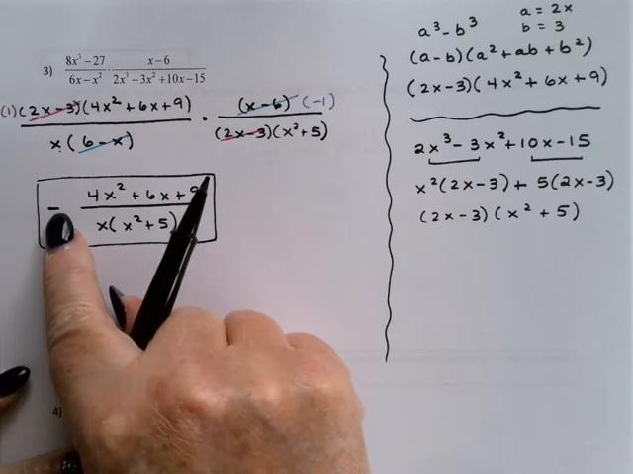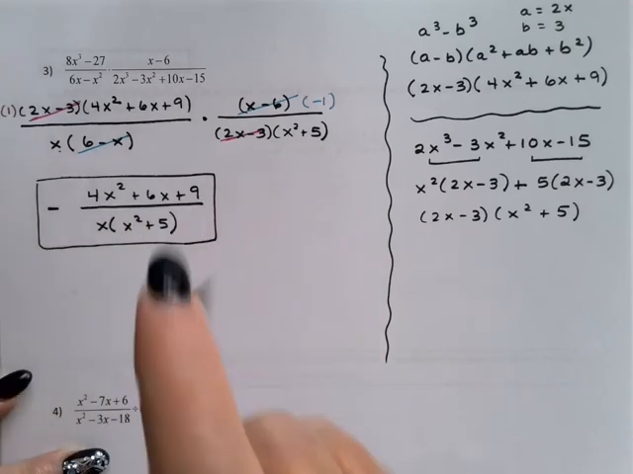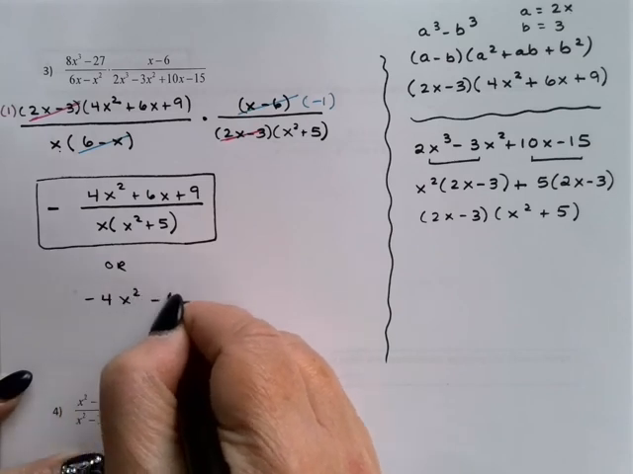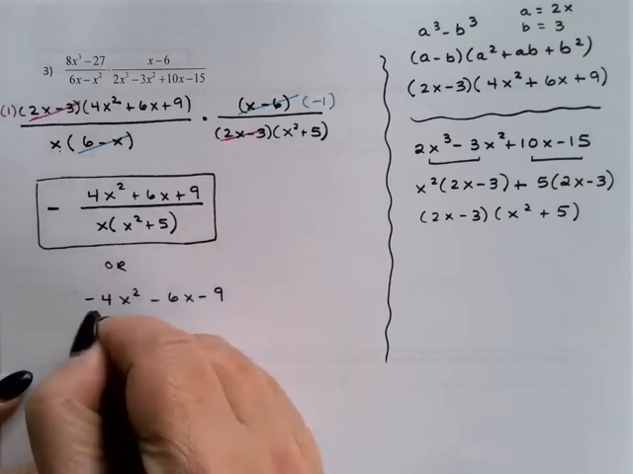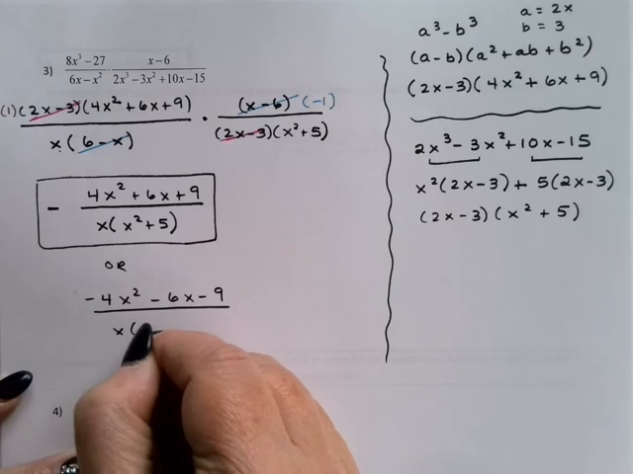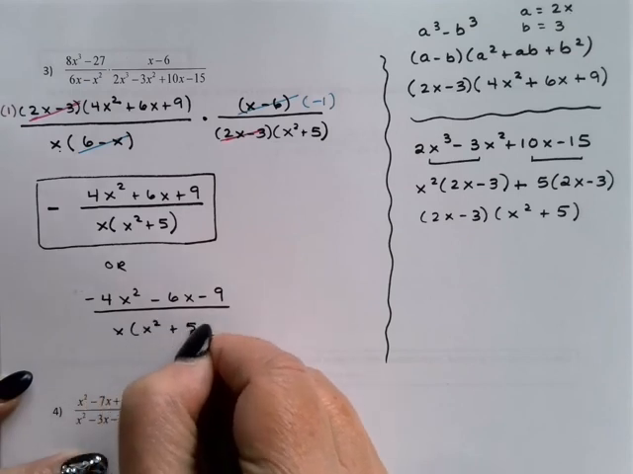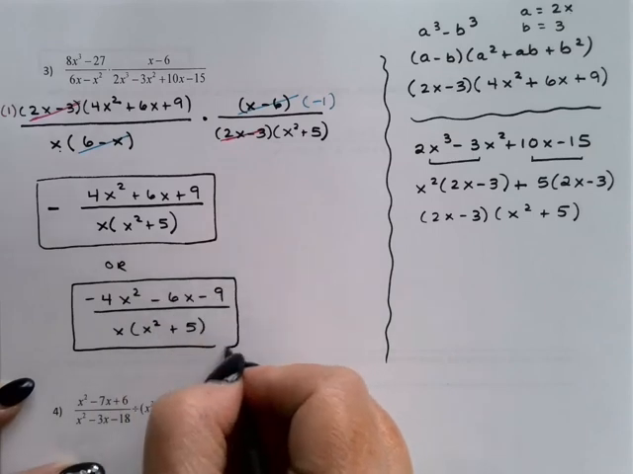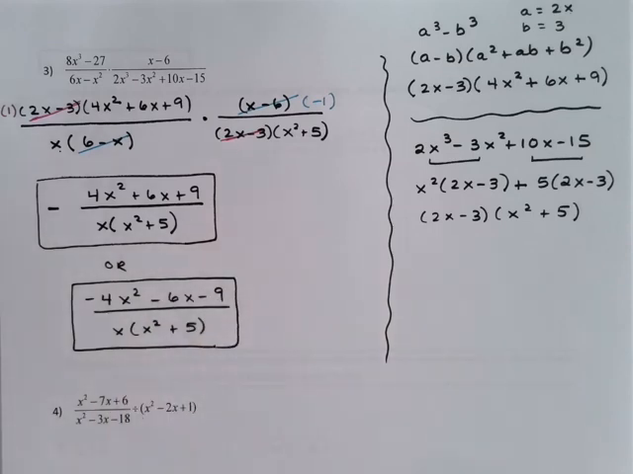Or I could choose to distribute that negative sign through the numerator. I could have chosen to put the negative on the denominator, but again, it's much less common. So I'm going to leave it as those two.